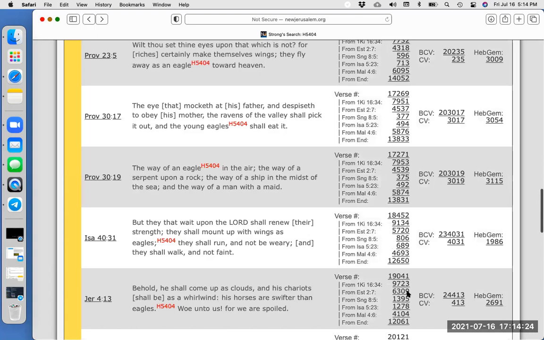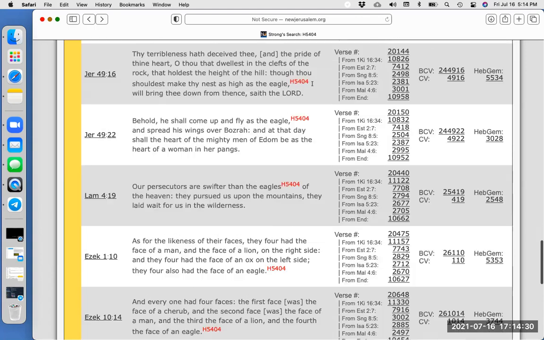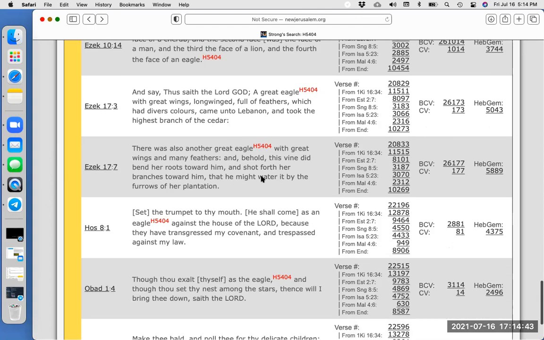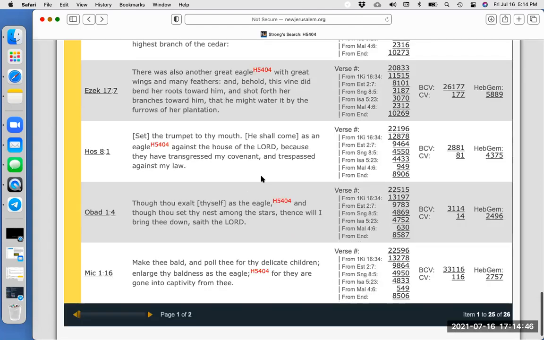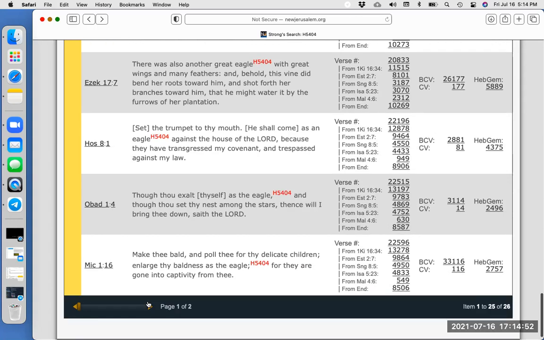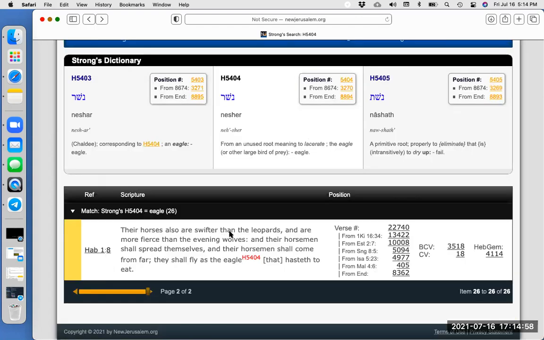But let's go to these prophetic books down here. I really like this one here. Now, baldness as the eagle. Bald means naked, made bare. This is the last reference here. Okay, maybe we need a different subject, a different matter.